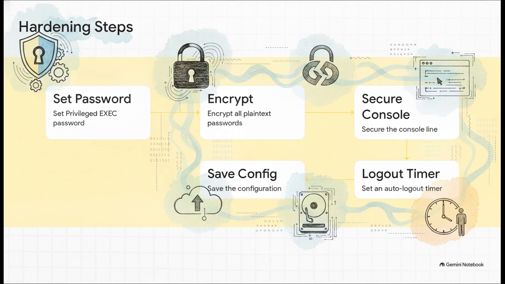Set up the privileged exec password using enable secret. Step 2. Run service password-encryption. That ensures no plain text passwords ever appear in your configuration files if someone happens to peek at them. Step 3. Secure your local console line with a strong password and require a login. Step 4. Set an auto logout timer, something like exec-timeout, so an idle session doesn't just sit there as an open vulnerability. And finally, Step 5. Commit all of this to memory using copy running-config startup-config.